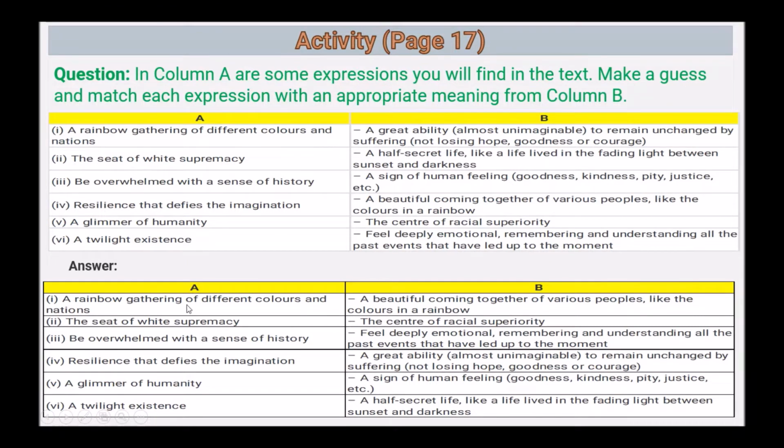A rainbow gathering of different colors and nations: a beautiful coming together of various peoples, like the colors in a rainbow. The seat of white supremacy: the center of racial superiority. Be overwhelmed with a sense of history: feel deeply emotional, remembering and understanding all the past events that have led up to the movement.